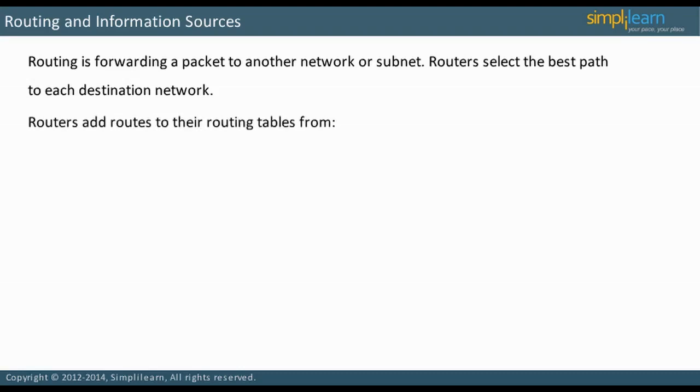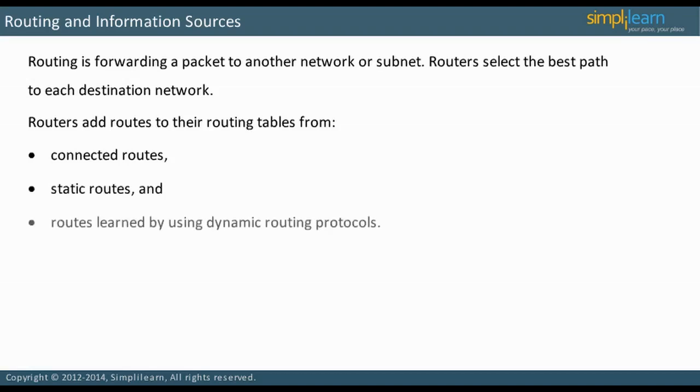Routers add routes to their routing tables from three sources. The first source is connected routes, in other words, the subnet used by an interface of the local router. The next source is static routes. These are configured. The third source is routes learned by using dynamic routing protocols. Only connected networks are known if routers are not configured.